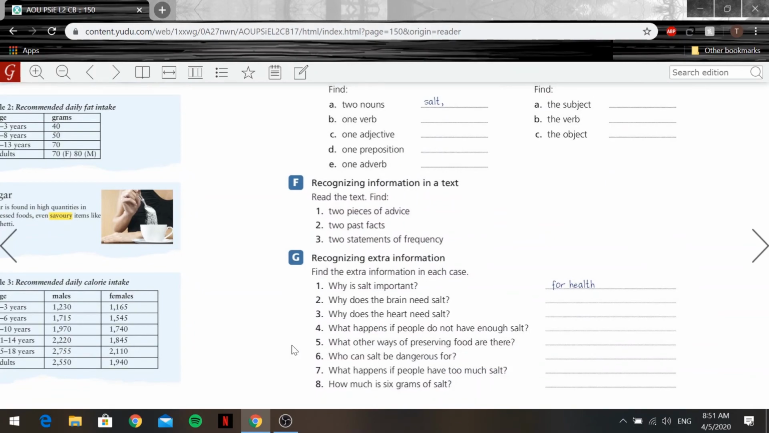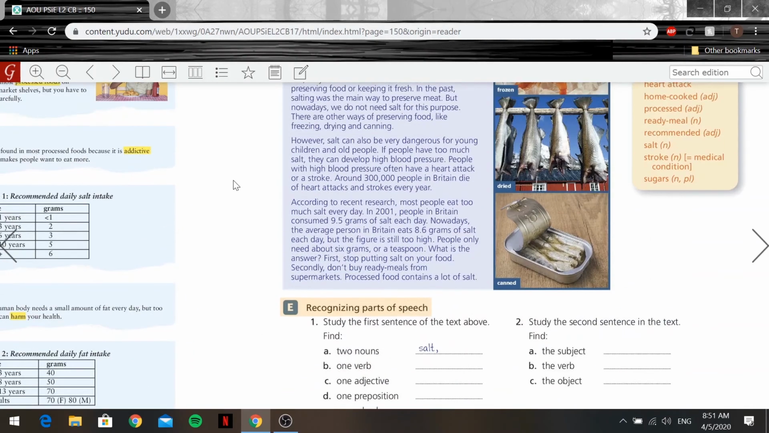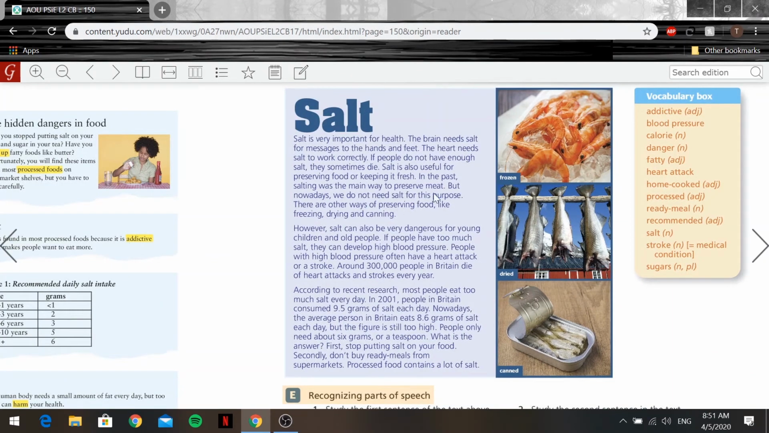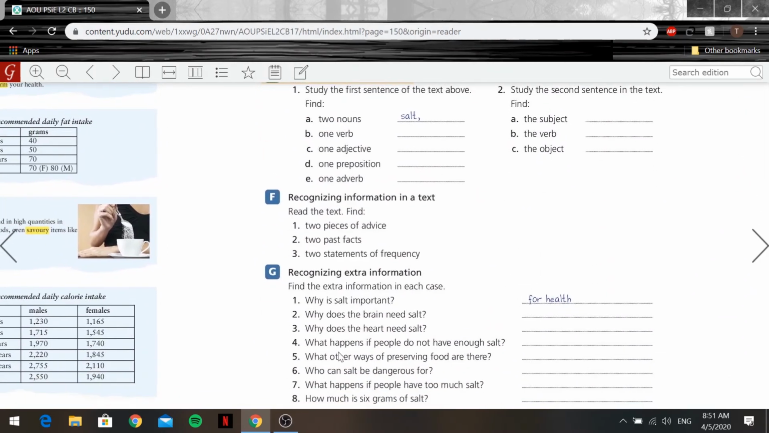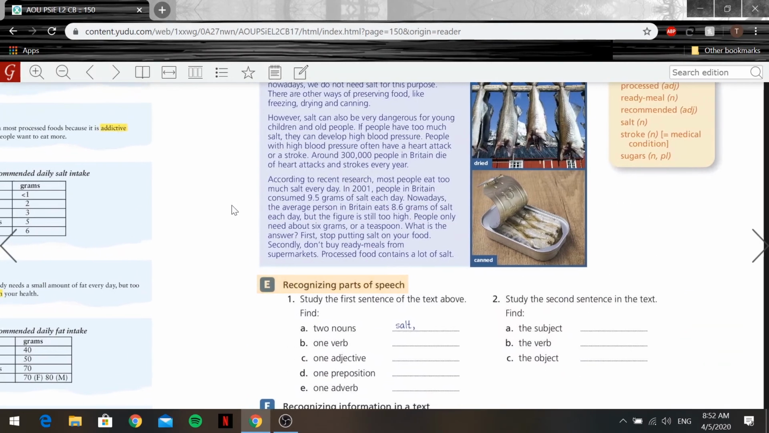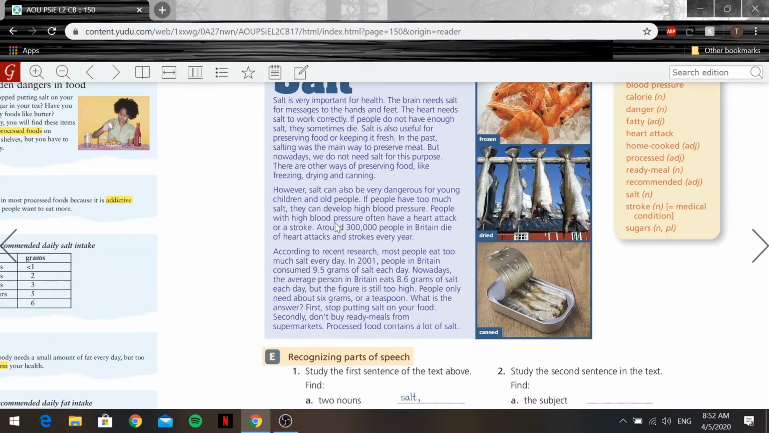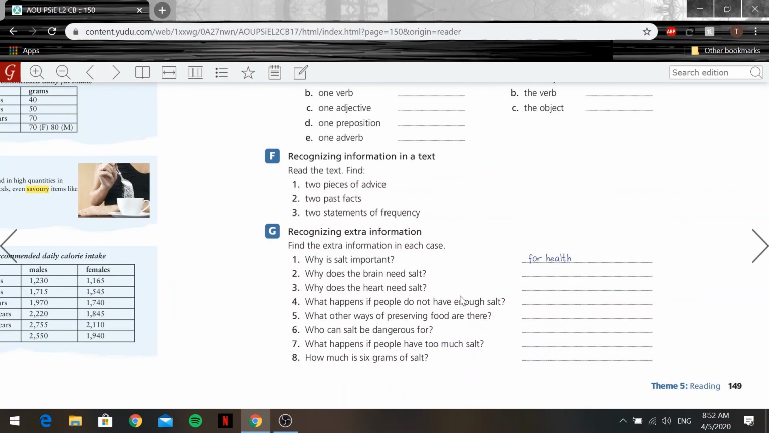Okay, five, what other ways of preserving food are there? And I already saw some of them here. We have freezing, drying, and canning, okay? Who can salt be dangerous for? I think I have it right here. We'll say young children and old people, okay? What happens if people have too much salt? Pretty simple, we'll say they can develop high blood pressure, okay? And finally, how much is 6 grams of salt? That is a teaspoon, if you guys remember, okay? Six grams is a teaspoon, give or take. Alright, so I think that's it. Now, let's move on, you guys.